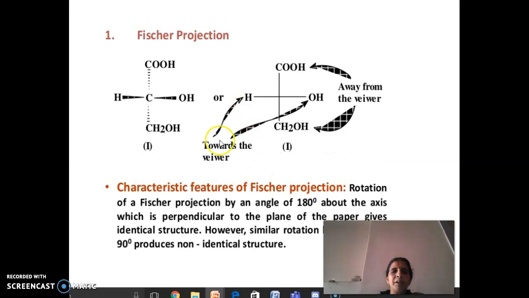In Fischer projection, the rotation of the projection by an angle of 180 degrees about the axis perpendicular to the plane of the paper gives the identical structure. However, the rotation by an angle of 90 degrees produces a non-identical structure. So in this Fischer projection, these are the horizontal bonds, they are towards the viewer. The vertical lines show the bonds or groups which are away from the viewer.